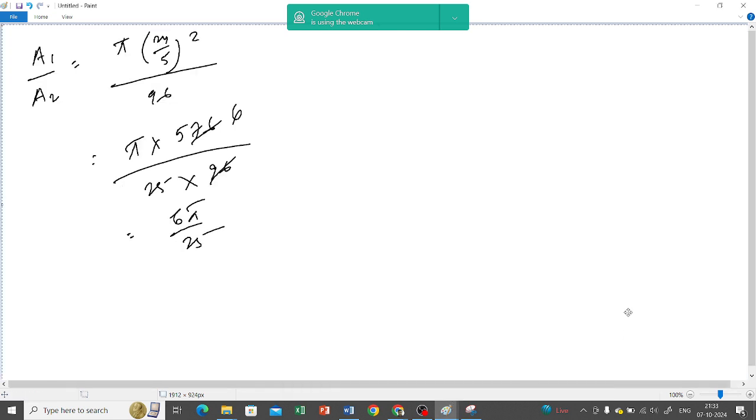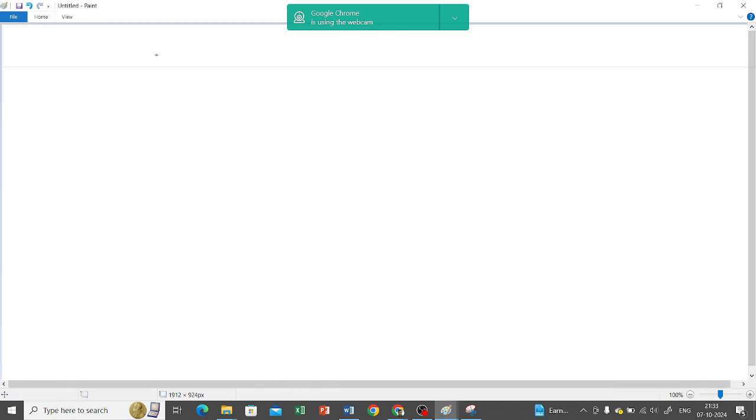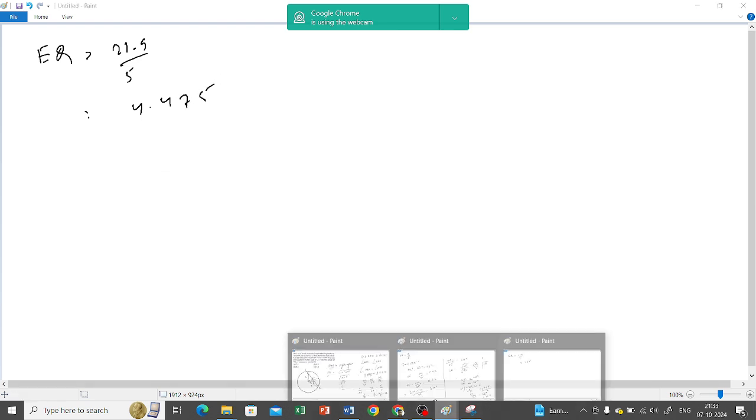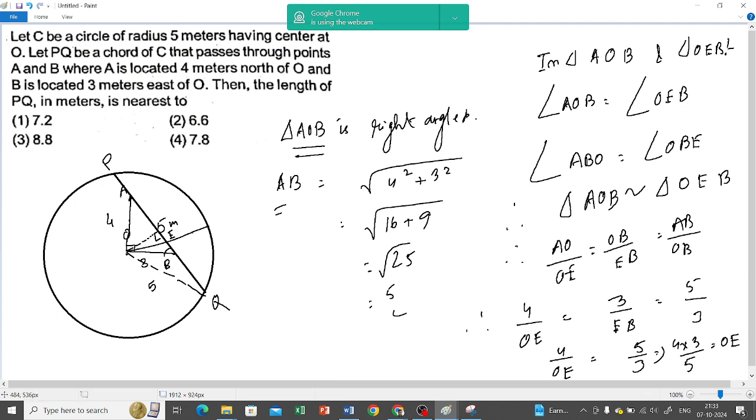So that means what is EQ? EQ is 21.9 by 5, right? 5 4s are 20, 4 4s are 16, 4 7s are 28, etc. 4.475, right? So that is the length of EQ. That is from here to here.